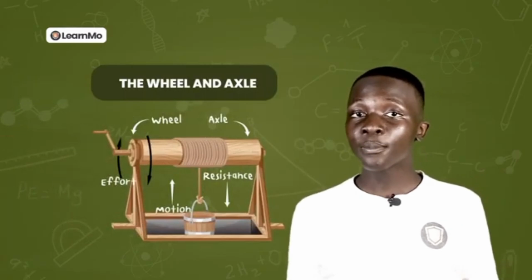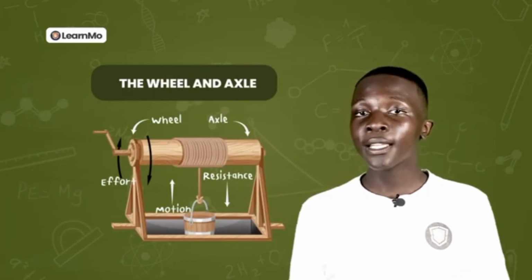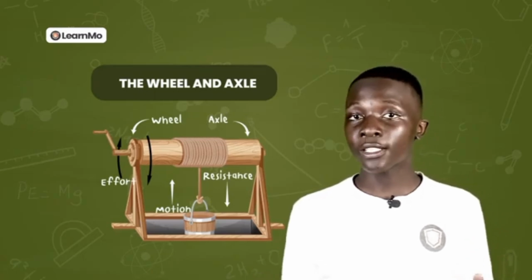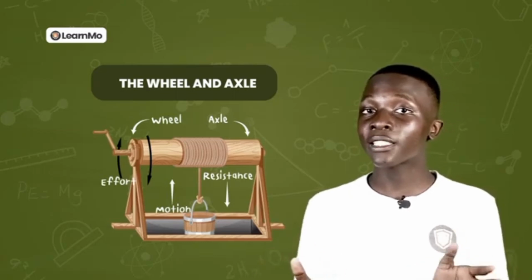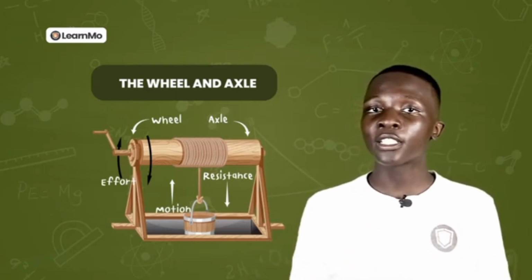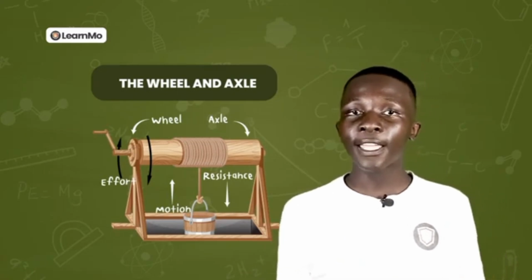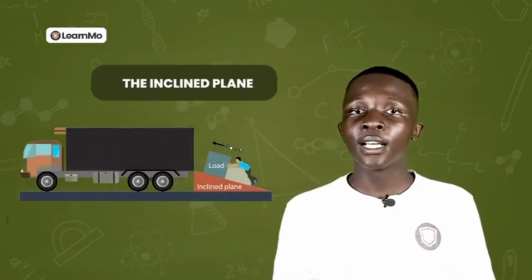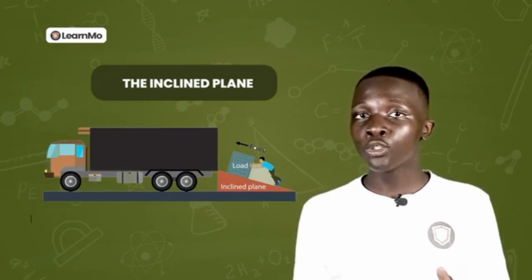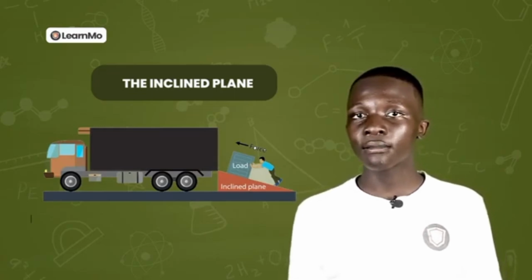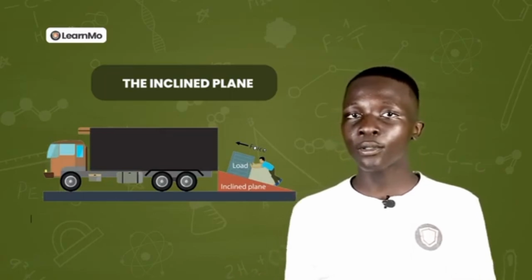This is simply a simple machine consisting of a wheel that is attached to a small axle so that these two parts rotate together, in which a force is transferred from one end to another. Number 5, inclined plane. An inclined plane is another simple machine consisting of a sloping surface used for raising heavy bodies, such as planes and vehicles.